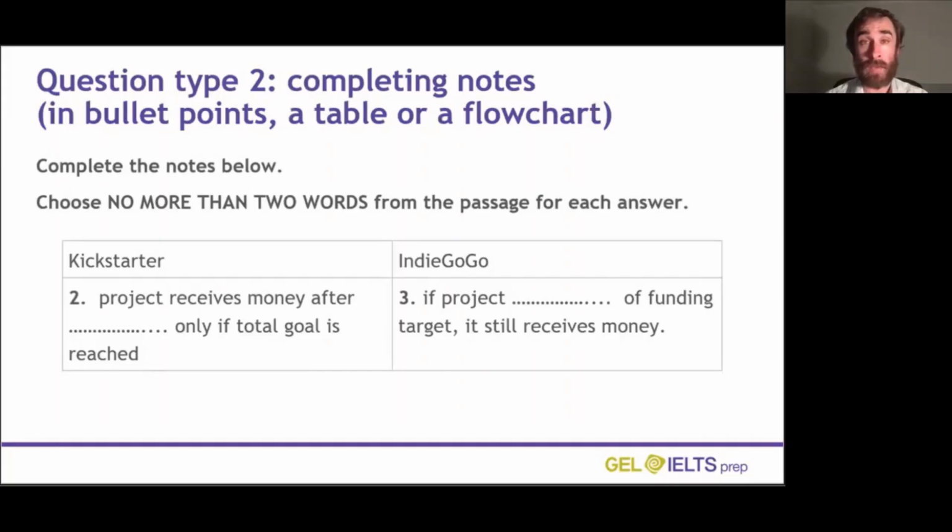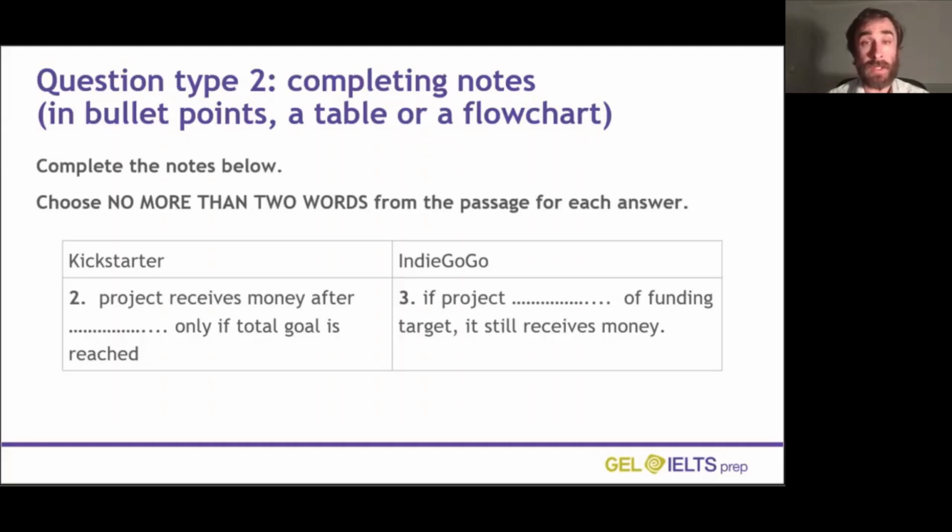Here is another type of question. In this case, we need to complete notes. Notes will not be in complete sentences and they will not use full grammar. This means words like articles and prepositions and maybe verbs like to be will often be missing from the sentences. This type includes bullet points, so when you have a list of items, a table, just like in this case, or a flowchart, which is a series of connected boxes or connected bubbles showing a process or a procedure.